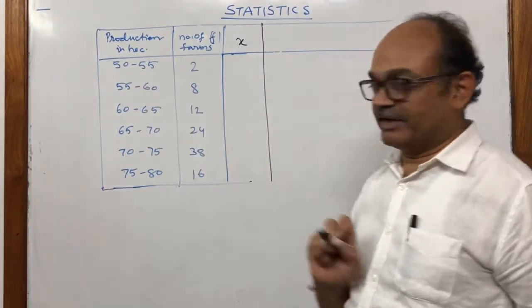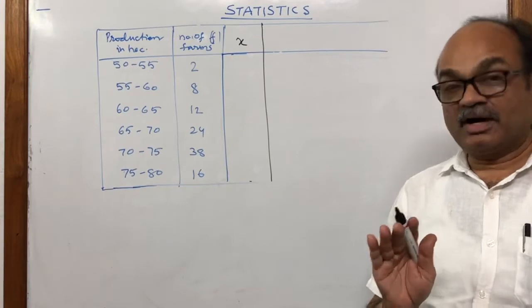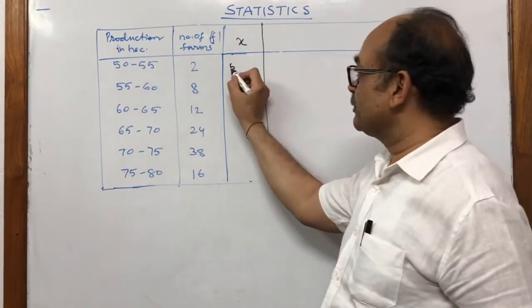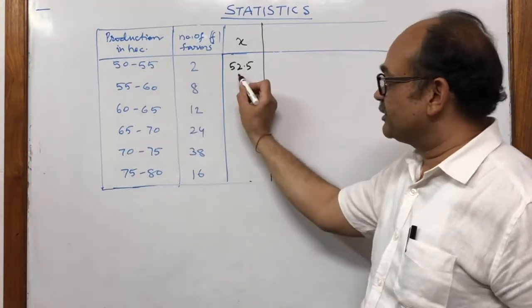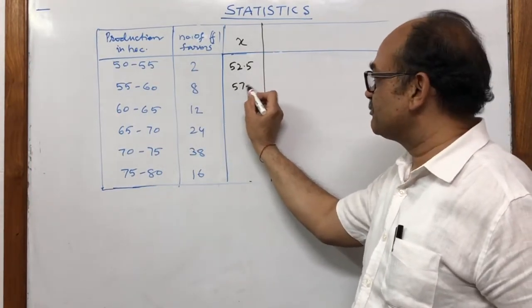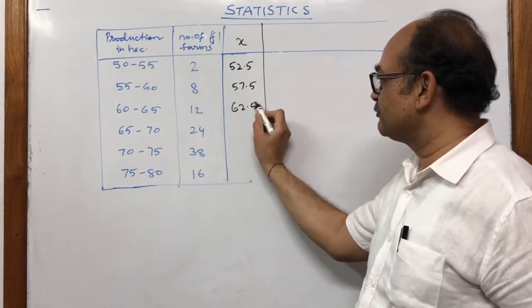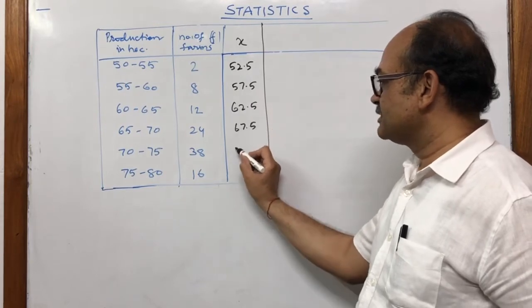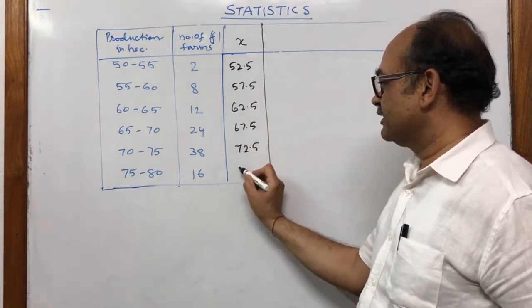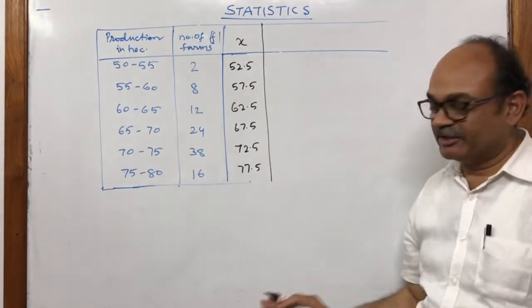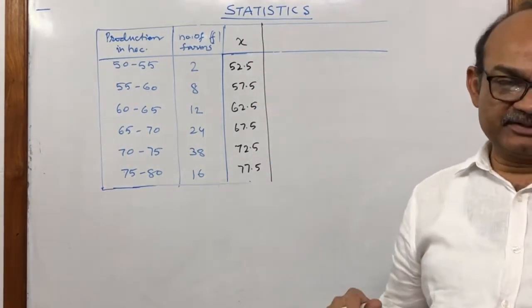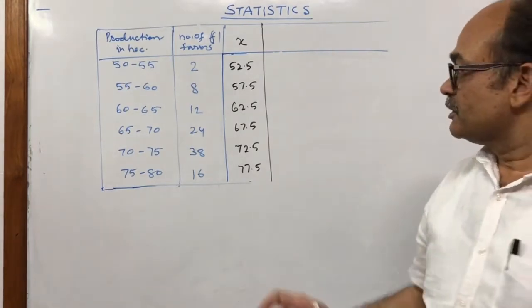50 and 55 total is 105. Half of 105 is 52.5. Now here gap of 5, so we can add 5. 57.5, 62.5, 67.5, 72.5 and 77.5. These are the mid values of the upper limit and lower limit, that is class mark.